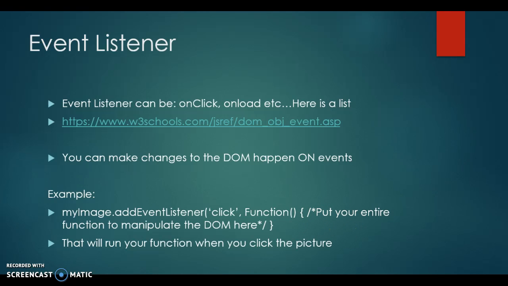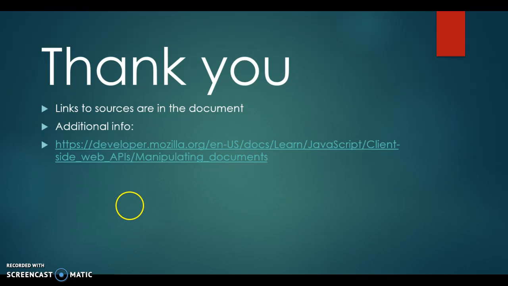So when you click on that picture, it will run that function, which maybe does something simple like flips the picture or highlights the picture. It can do all kinds of things. Whatever manipulation of the DOM you did in that function, it'll do that. So that's my presentation. Thanks a lot.